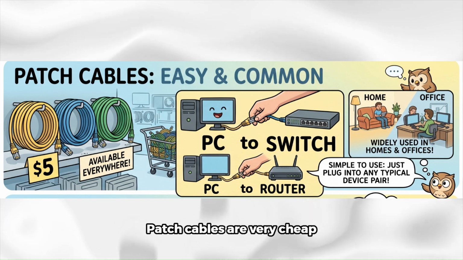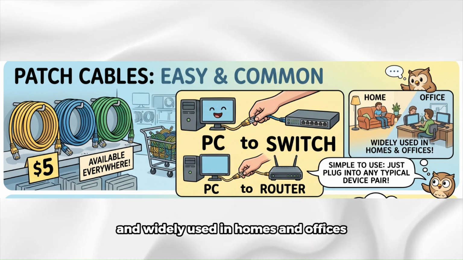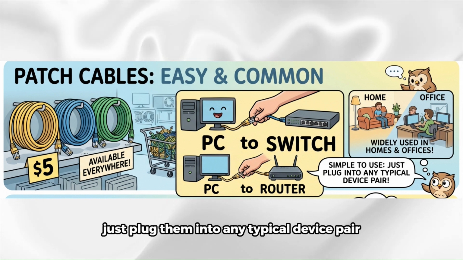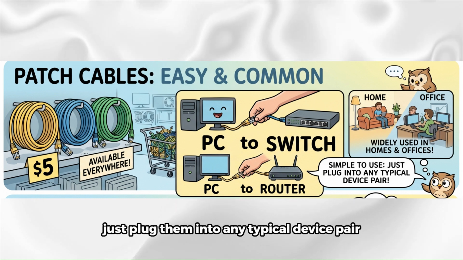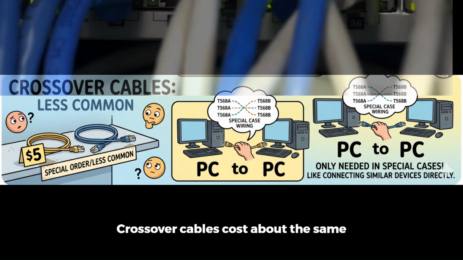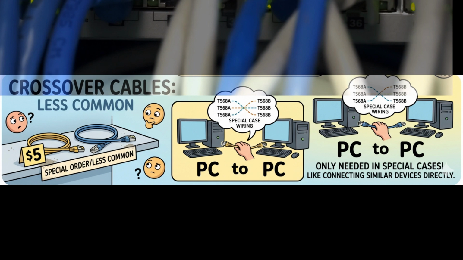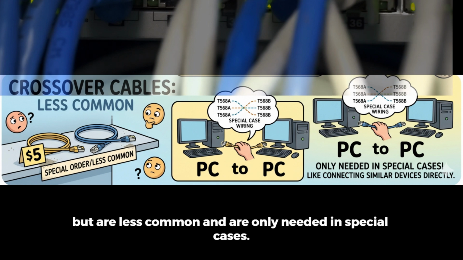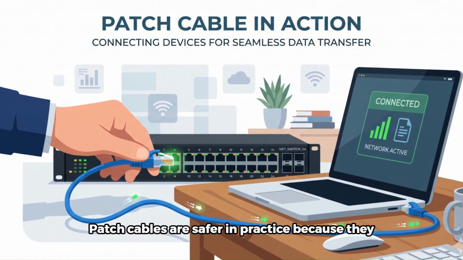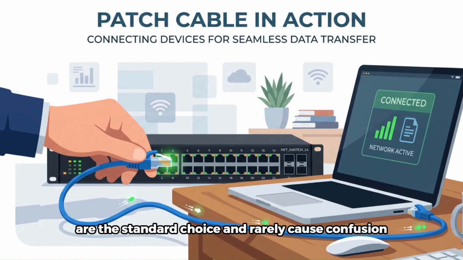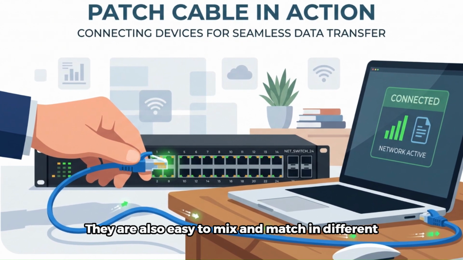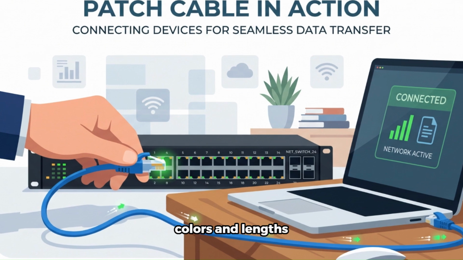Patch cables are very cheap, easy to buy, and widely used in homes and offices. They are simple to use. Just plug them into any typical device pair, for example, PC to switch or PC to router. Crossover cables cost about the same but are less common and are only needed in special cases. Patch cables are safer in practice because they are the standard choice and rarely cause confusion on modern networks. They are also easy to mix and match in different colors and lengths.